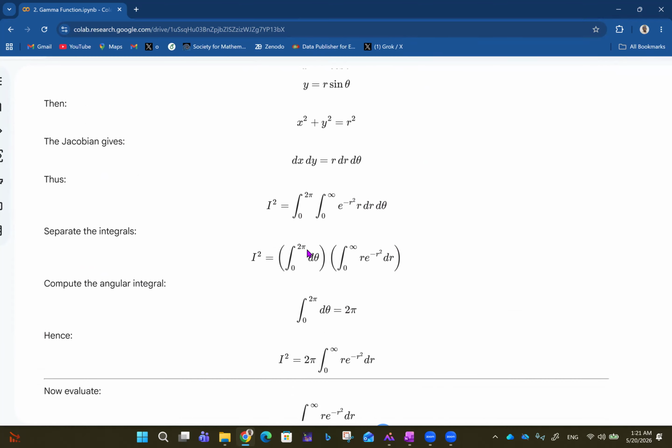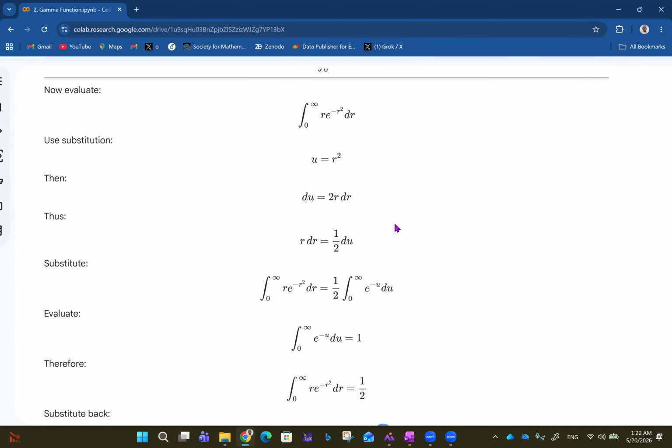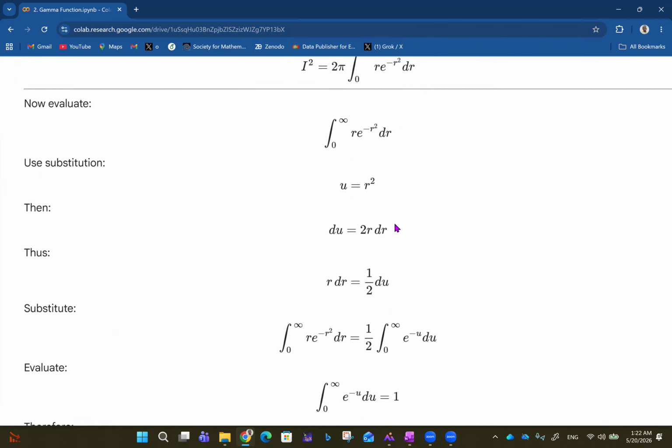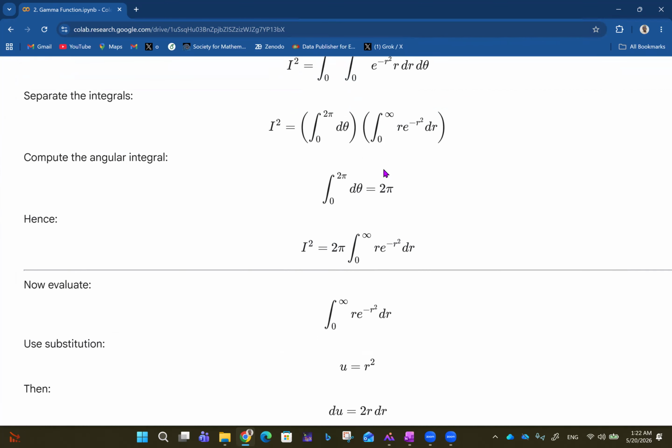If we separate the integrals, we have the integral from 0 to 2 pi of d theta, that's the only angular part, and the linear part is the integral from 0 to infinity of r e to the minus r squared dr. If you compute the angular integral, the integral of d theta is theta, from 0 to 2 pi. That's 2 pi minus 0, so the answer is simply 2 pi. Hence, we have 2 pi times the integral from 0 to infinity of r e to the minus r squared dr. We then need to evaluate that other part now.